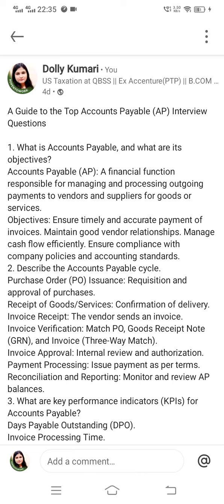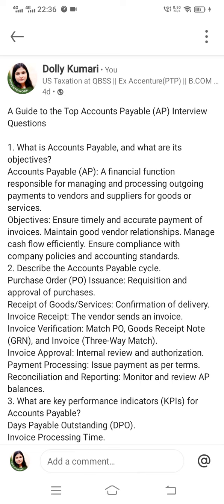When an interviewer asks you what accounts payable is and what its objective is, he is basically asking you about all the processes in accounts payable, and he wants to know whether you have in-depth knowledge of accounts payable or not. So you should give him a good answer. One answer is that accounts payable is a financial function responsible for managing and processing outgoing payments to vendors and suppliers for goods and services.